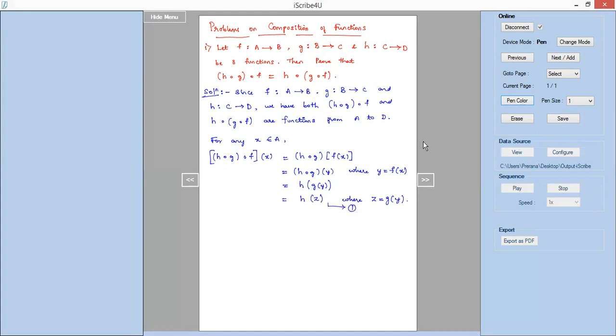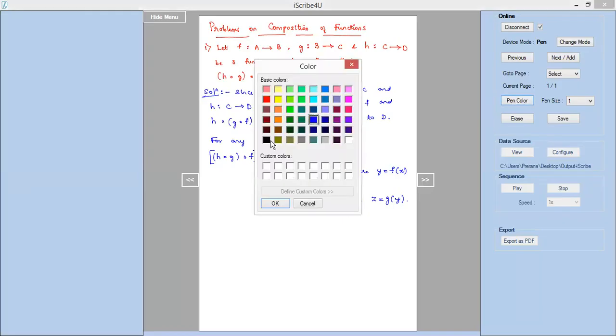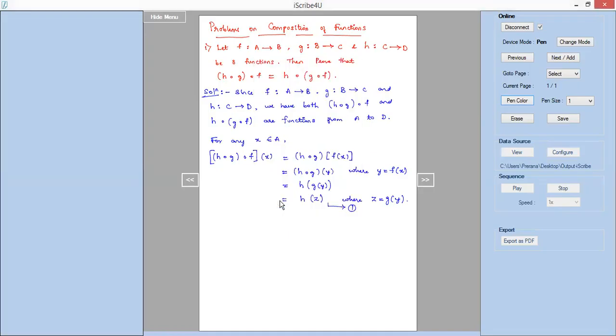In a similar manner, we will do the RHS part now. In the same manner, we proceed and do the RHS. We consider the RHS, h∘(g∘f), on the element x. We have taken the element x from the set A. So this can be written as h of (g∘f) of x. This is again from the definition of composition of functions.